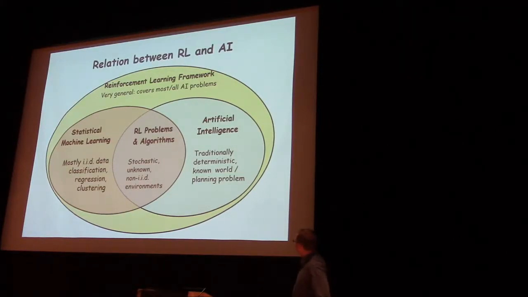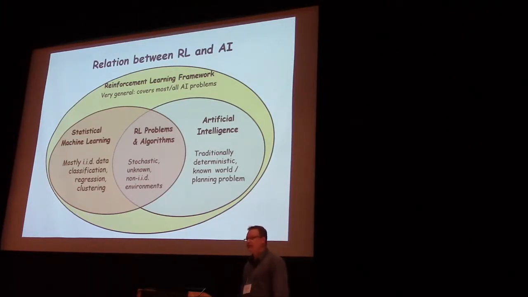Traditionally, AI tends to be about deterministic, known worlds, for example the planning problem or some logical query problems. Predictive machine learning is quite different. It learns from data, mostly IID data, sometimes in chunks, but those chunks are IID, producing classification, regression, and clustering. Reinforcement learning deals with the intersection of these two worlds, where one has the most difficult situation: a stochastic, unknown world with plenty of dependency. That is where the real artificial intelligence problems exist.